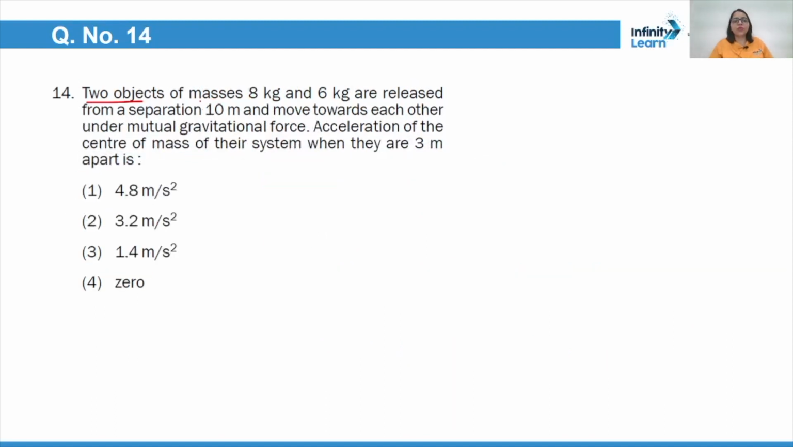Question number 14. Two objects of mass this and this are released from a separation of 10 meter and move towards each other under mutual gravitational force. The acceleration of the center of mass of their system when they are 3 meter apart. So when net force is 0, acceleration of the center of mass will be 0. So the correct answer is option 4.